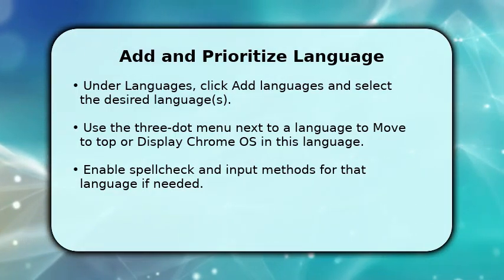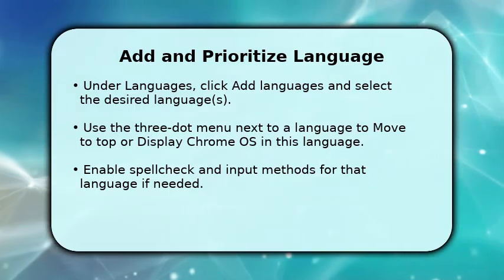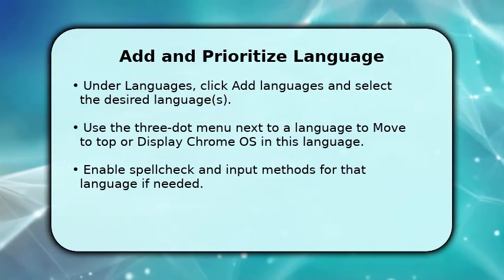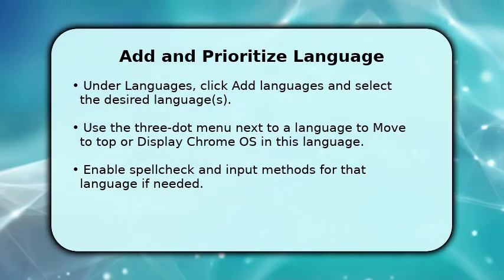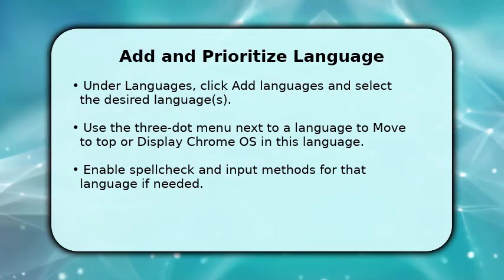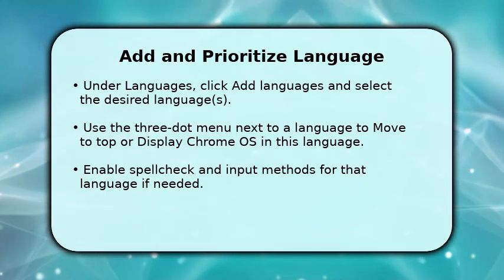If available, select Display Chrome OS in this language to change system text. Also enable the matching input method and spell check so typing and suggestions fit. Once the language is prioritized, Chrome OS may prompt a sign out or restart to apply the change.